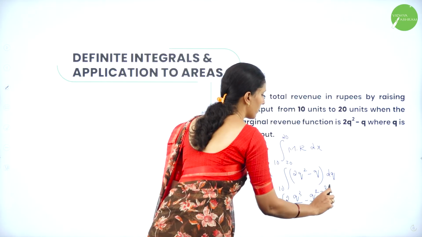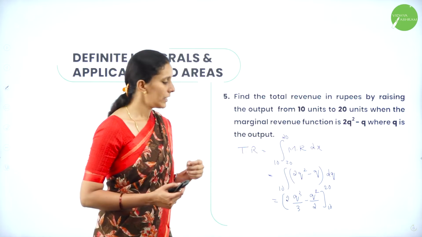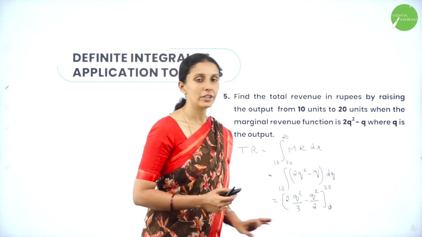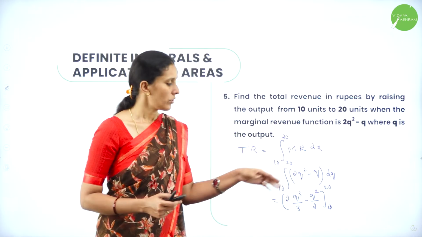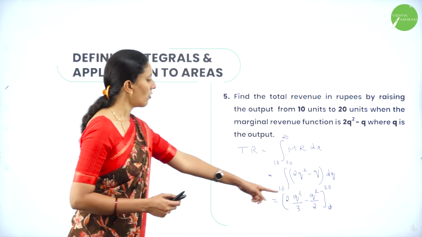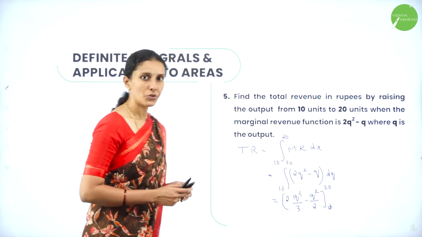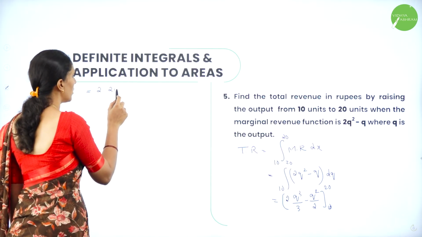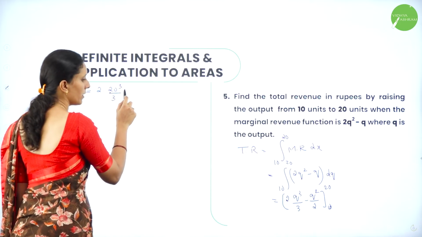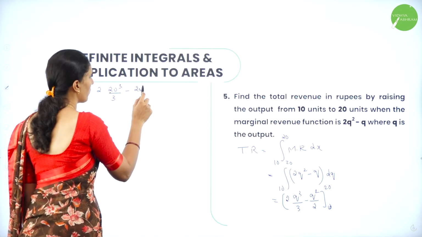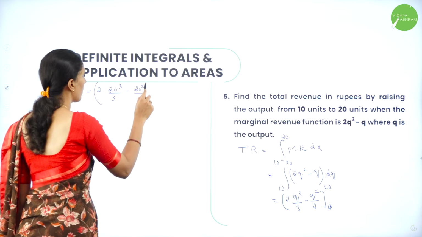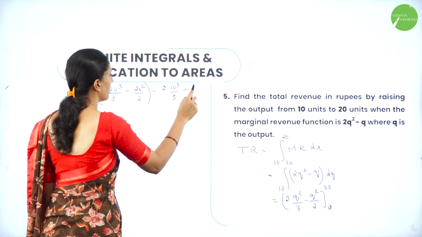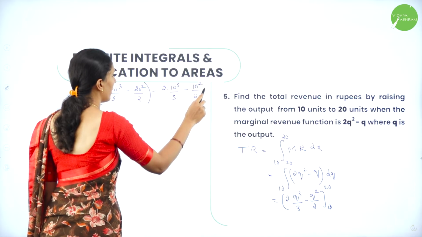10 to 20. So when you are integrating with definite values, that is when you have limits, the integration does not contain plus c. So therefore we can leave plus c there. Now let us substitute the values of 10 and 20 there. So if you substitute, it is 2 into 20 cube divided by 3 minus 20 square divided by 2 minus 2 into 10 cube divided by 3 minus 10 square divided by 2.